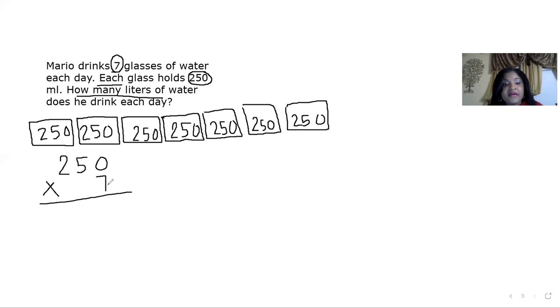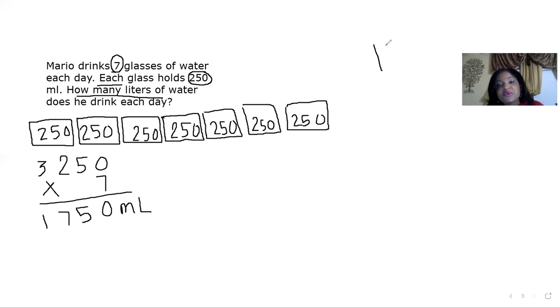So we have 0 times 7 is 0, 7 times 5 is 35. 7 times 2 is 14, plus 3 is 17. So we got 1,750 milliliters of water. All right, but there's a little saying that we need to remember to help us.